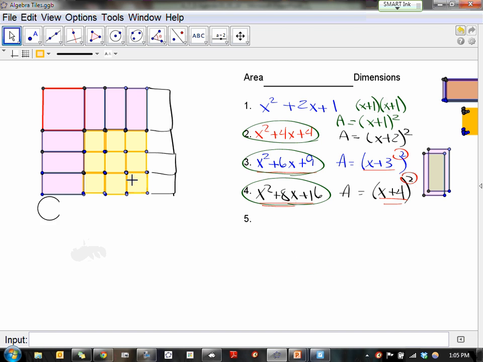See if you can create the area. Give me a representation like these, the area of a perfect square. Be helpful if you help us out here, Coach. Come on. Find the area of a perfect square. Give me a trinomial that represents the area of a perfect square.